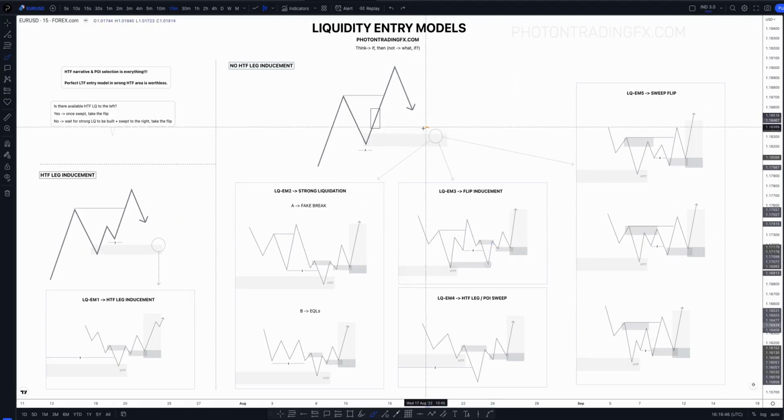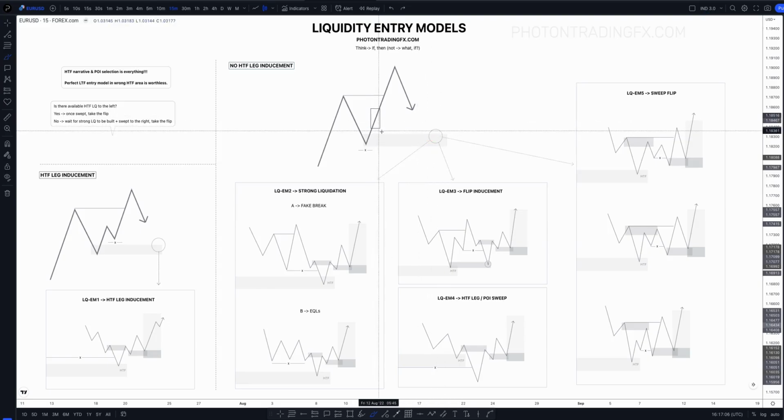Cool. So once you get to your higher time frame POI, first question regarding liquidity then becomes, is there any available liquidity that has now been swept? Okay, in this scenario, yes. So then if you've got that liquidation right there, then you can look for the flip and get involved. Ideally, that flip supply that caused the liquidation, right? Happy days.